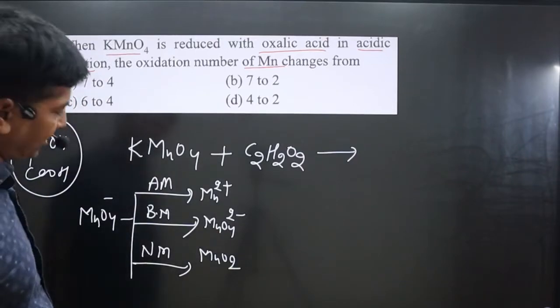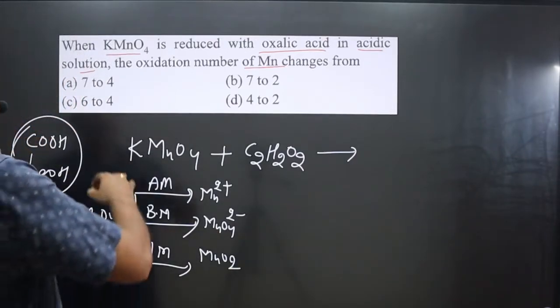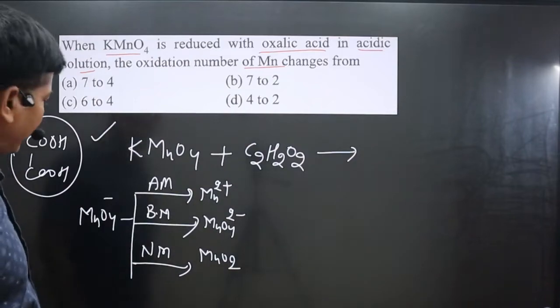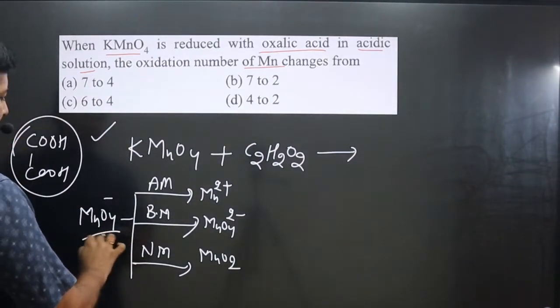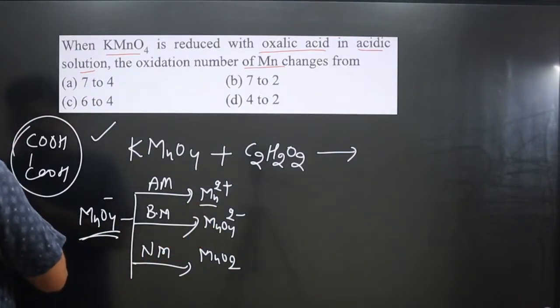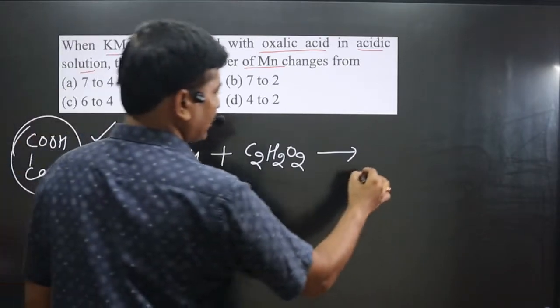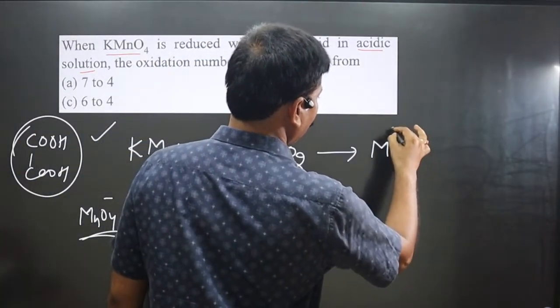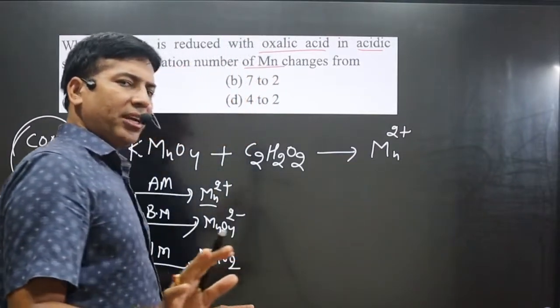Very interesting information. So since this chemical reaction is taking place in acidic medium, it means the permanganate ion is converting into Mn2+. So here we have Mn2+. We got Mn2+. That's it. From this information we can answer the question.